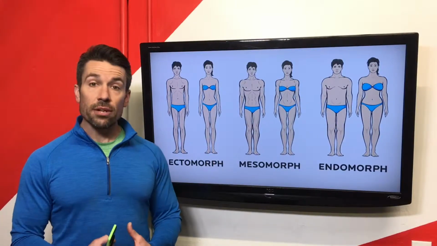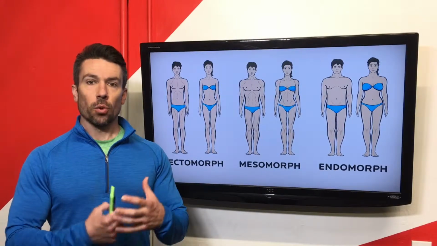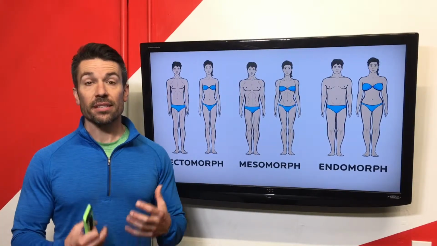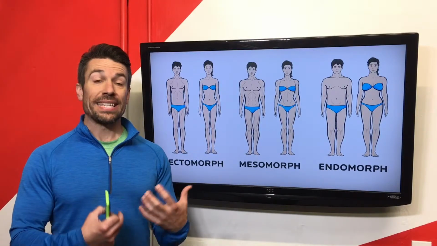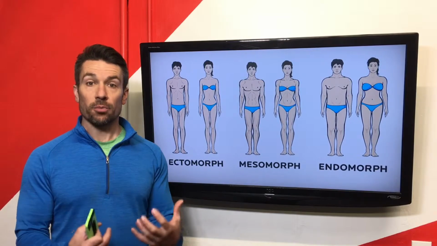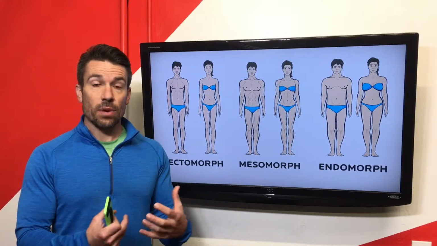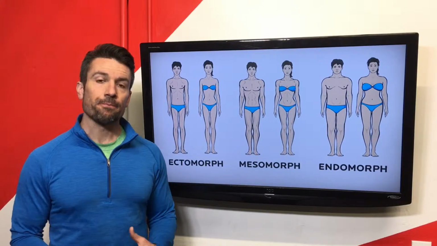The last one, the endomorph. This would be more of your power lifter, your football linebacker. This is somebody whose metabolism is a little bit slower, so they tend to carry a little bit more fat mass on their frame. And also, speaking of their frame, they do have a larger frame.